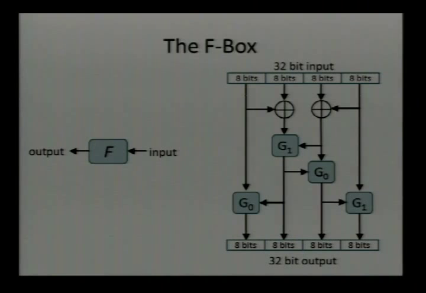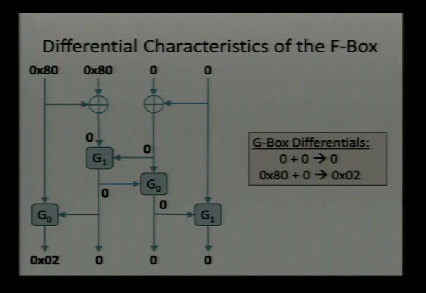The reason we have to learn how the Gbox works is because it's used in the Fbox. This looks scary, I promise it's not. We can use what we just learned to beat this thing and predict differentials going through it. The first differential characteristic is that if you feed it an input differential of 0, you're going to get an output differential of 0 because nothing changed. However, we can use those Gbox differentials we found, the 80 to the 2, and we can build another differential through the Fbox.